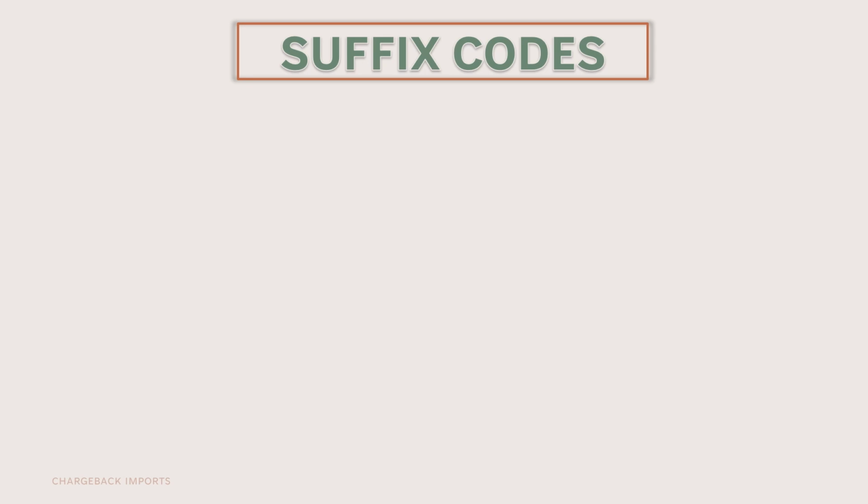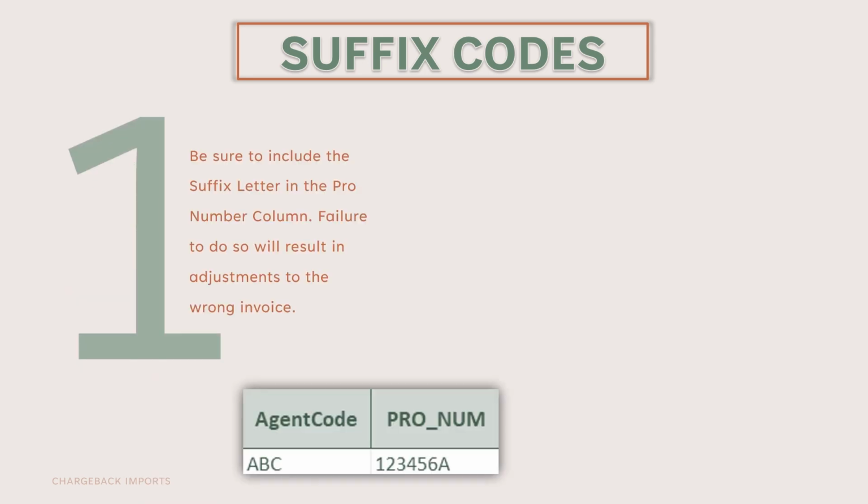Next up, suffix codes. Of course, you can add accessorial invoices to the chargeback import sheet. Just keep the following in mind. First, be sure to include the suffix letter in the pro number column. Failure to do so will result in the adjustment going to the wrong invoice. So if you are making an adjustment to the A bill, you must put that A after the pro number, or you will end up making an adjustment to that freight invoice.